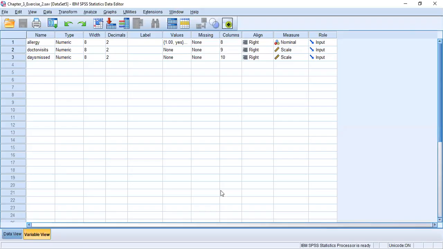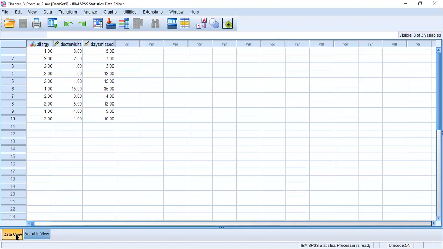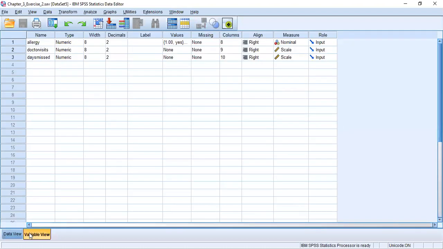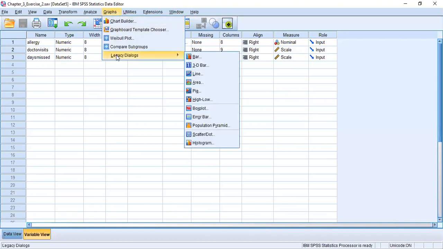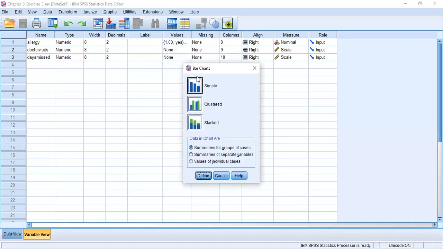So this is the data file with you. Allergy is nominal data. Doctor visits and days missed are scale data. And this is the data view of the data. So moving to the analysis part, we go for graphs, legacy dialogues, bar, and simple. We go for define.